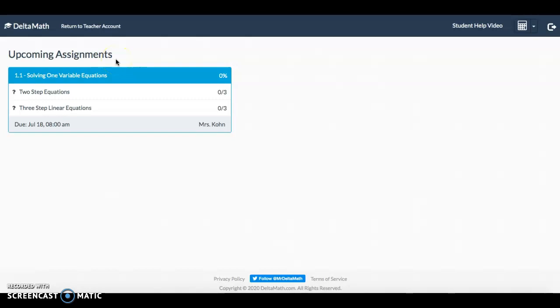If for some reason you do not complete an assignment by the due date that is listed at the very bottom of the assignment, it would fall underneath a late category, so watch out for that. So here would be an example of an assignment.